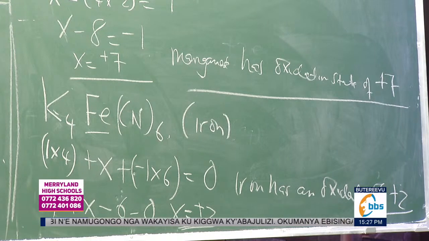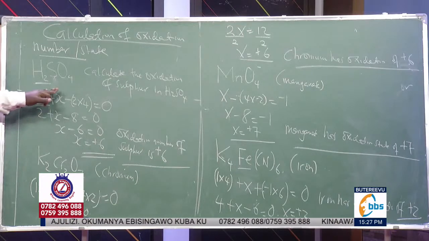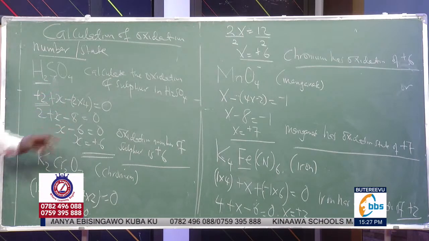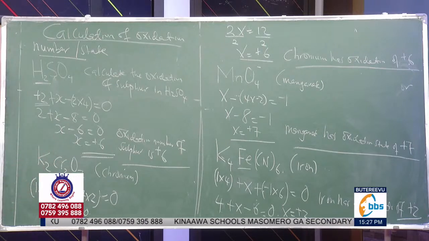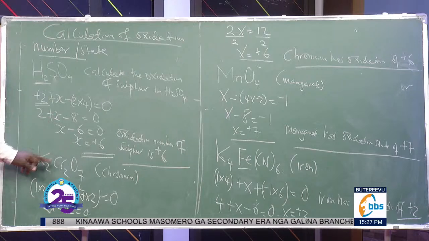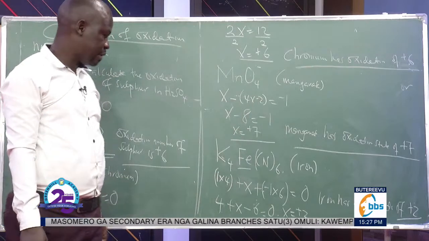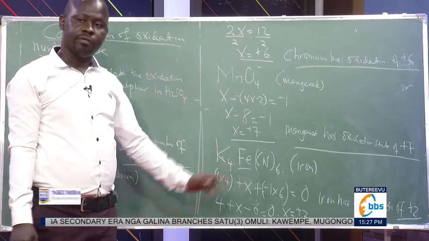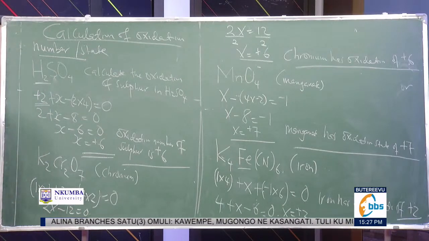You make that number to become X. Then after that we expand. If this is H1, you say positive 2 plus X minus 2, you get positive 6. The same applies to others like that. So I've seen here sulfur has a positive 6, chromium has positive 6 here, manganese has positive 7, and iron here has positive 2.